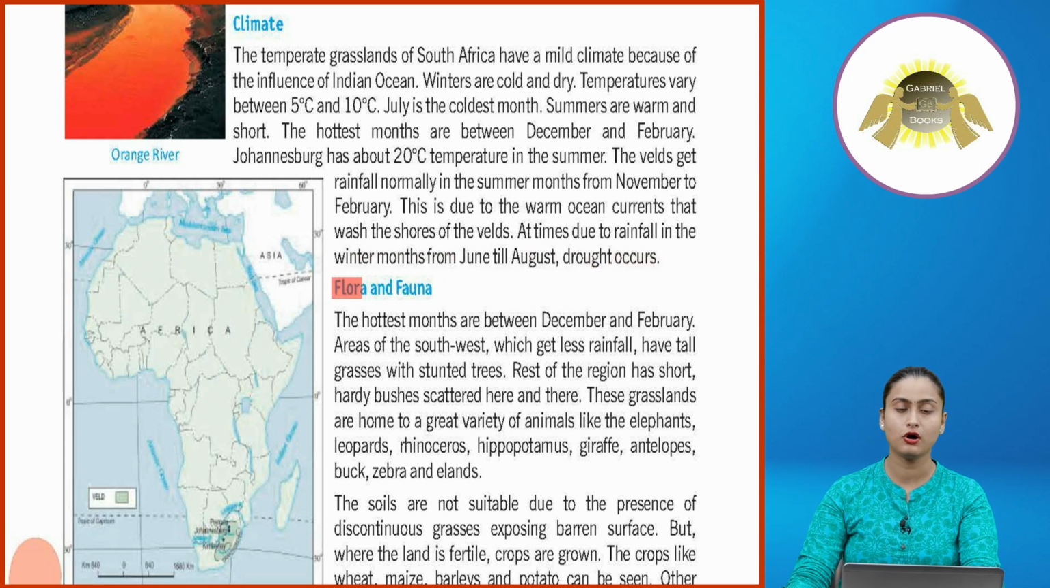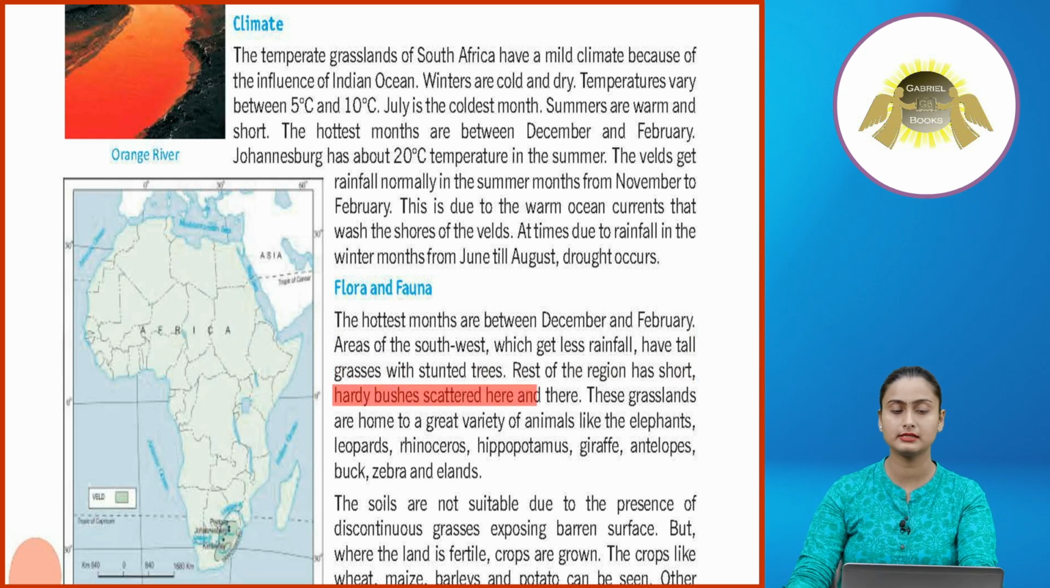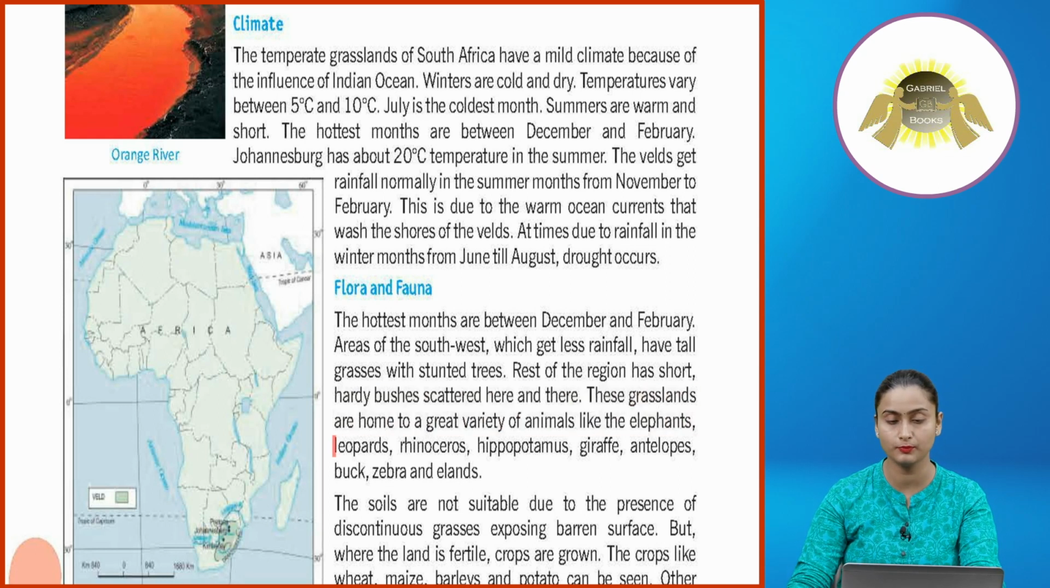Flora and fauna. Areas of the southwest, which get less rainfall, have tall grasses with stunted trees. The rest of the region has short, hardy bushes scattered here and there. These grasslands are home to a great variety of animals like elephants, leopards, rhinoceros, hippopotamus, giraffe, antelopes, buck, zebra and elands.